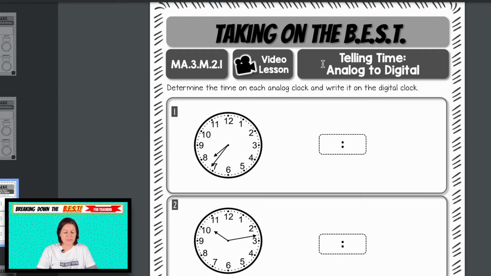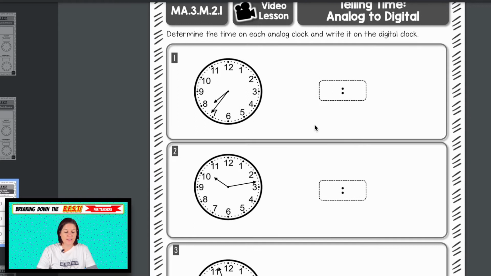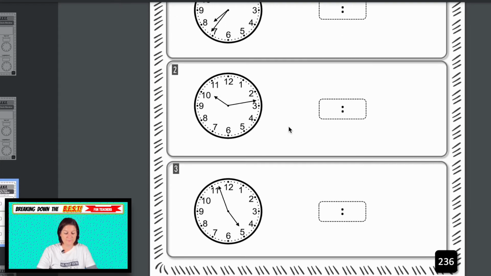This is the next video lesson. So on the bronze page, find the one that says telling time, analog to digital, and then you have this. This is what we're going to go over. Here's the clock, and we're going to practice reading the clock and writing the time on the digital clock.